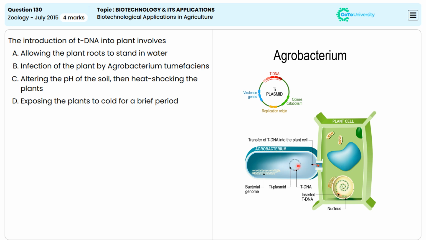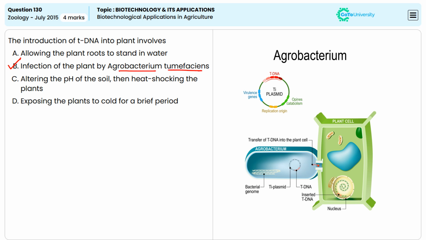This bacterium contains a plasmid known as the Ti plasmid, that is the tumor inducing plasmid, which has a segment called the tDNA that can be transferred into the plant genome. So that means the correct answer will be option B, infection of the plant by Agrobacterium tumefaciens.